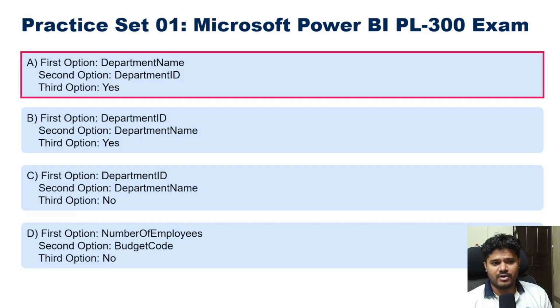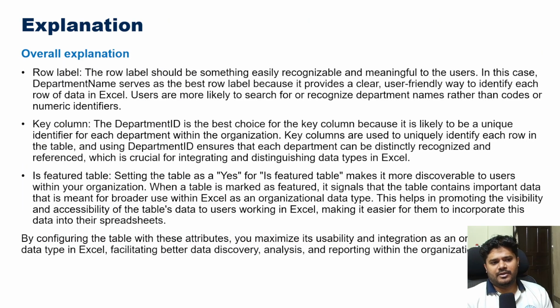Let's look at the overall explanation. So basically row label is something that is easily recognizable and meaningful to the users, hence department name is selected as row label. The key column is obviously department ID because it is a unique identifier for each department. And with the help of this key column, you can connect to various departments, right? Because this is unique, and you can connect many tables.